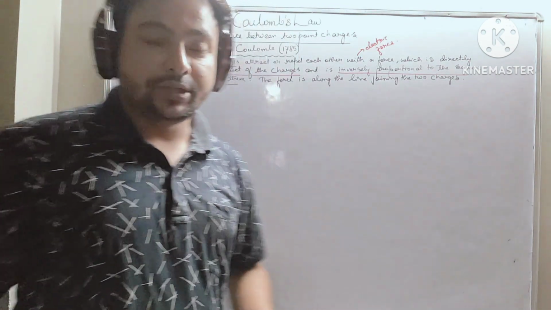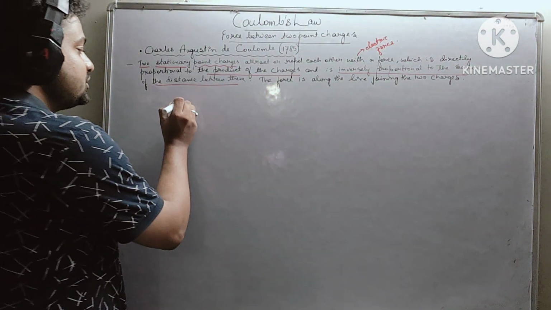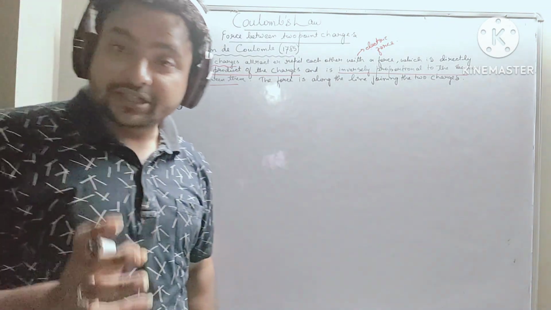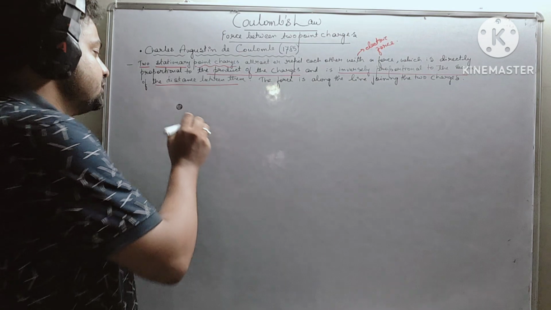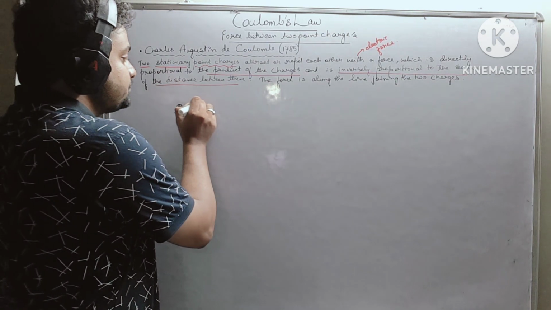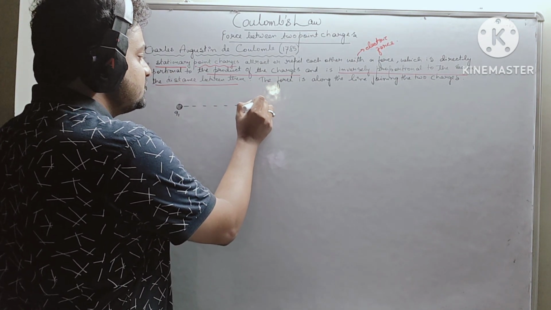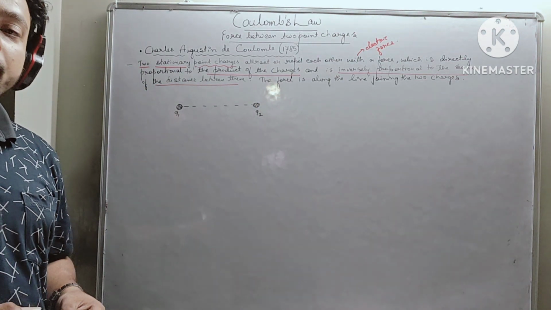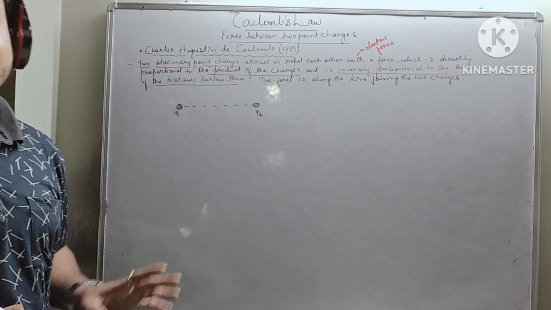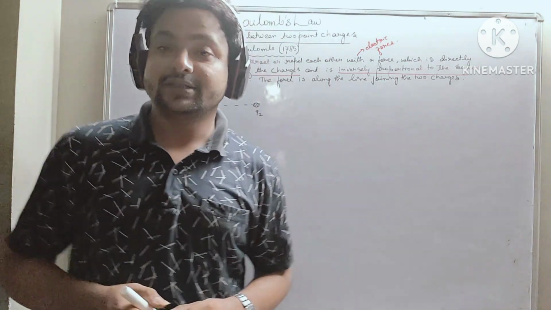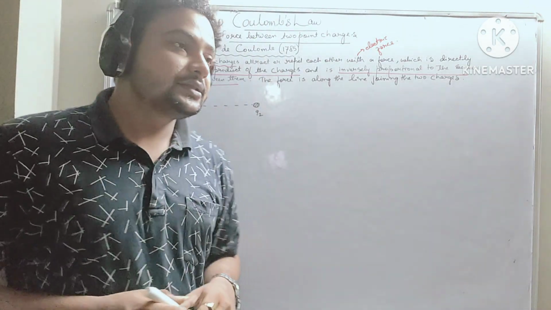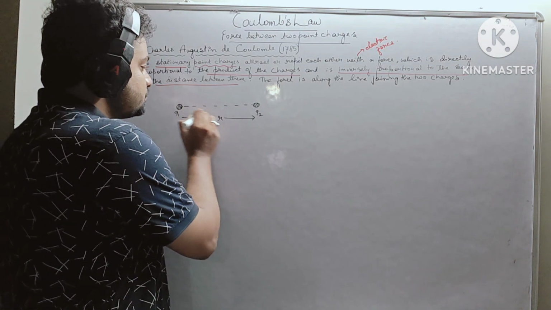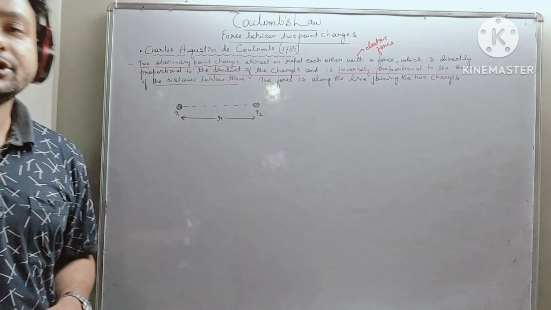So what does it mean actually? Now suppose we have two stationary point charges. Remember, once again I am stressing the point, it has to be stationary point charges. Suppose this is charge Q1 and at a distance there is another charge Q2. So these are two stationary point charges. Q1 is one charge, Q2 is another charge. We don't know the nature of the charge, that means it can be either plus or minus. Now they are separated by a distance r between them.